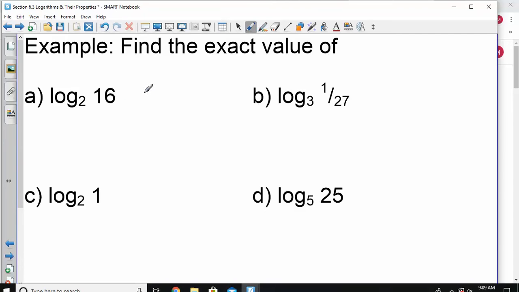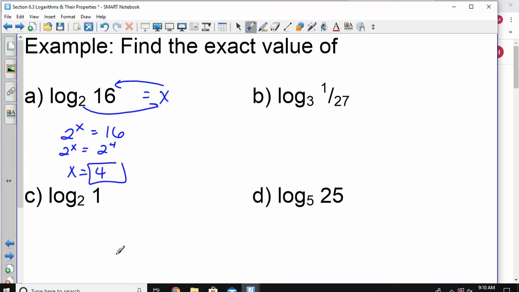So the answer to this, you might look at it and just know is 4, but if you didn't, you could always make a problem out of it. Say it equals x. Then write it in exponential form. 2 to the x power equals 16. Weren't we solving problems like this on our test? Yeah, we would get a common base. 16 was 2 to the 4th, and x equals 4. So if you know it, great. If you don't, change it to an exponential and solve it.